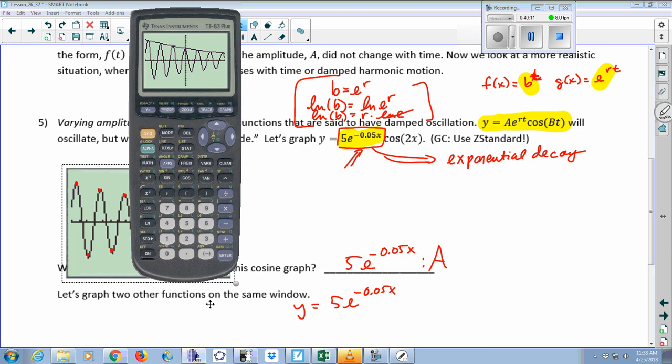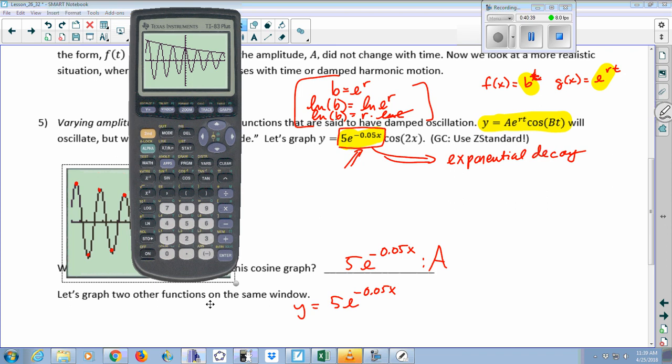So here's your amplitude. Now look, each peak is getting smaller and smaller. The cosine function wants to push through that ceiling, but your exponential amplitude is dampening it down. It can't stretch up as high as it wants to. So each one of these points, if you were to throw it in here, would give you the amplitude.